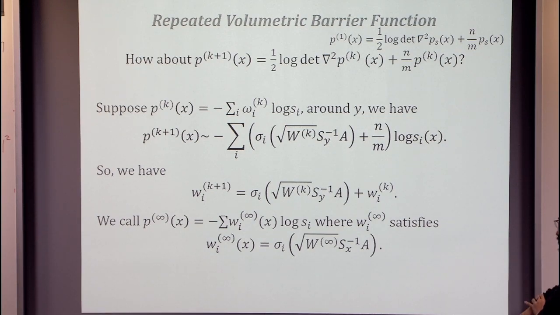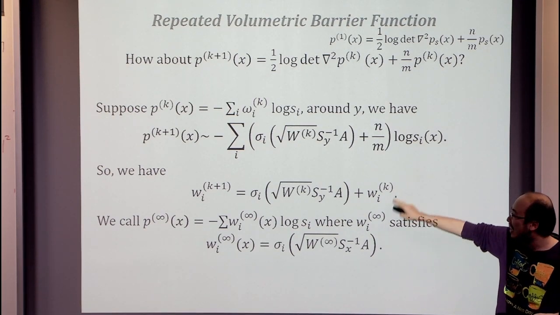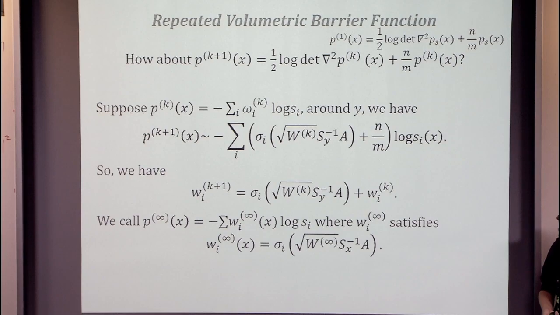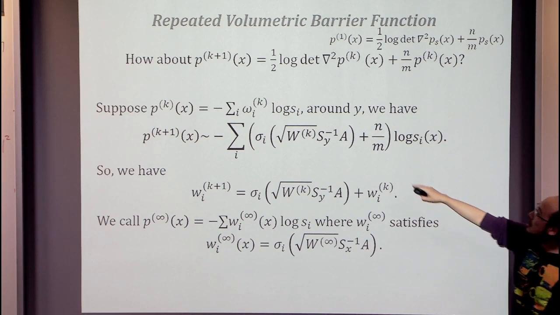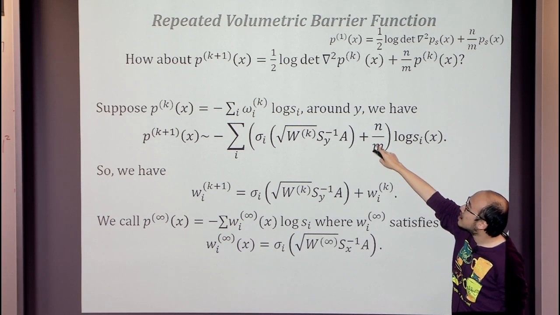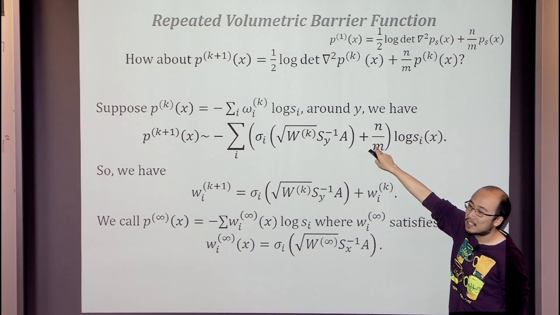I'm trying to figure out why you kept having the log of s_i times n over m. Yeah, at the end, after k steps, you should divide everything by k, then you get the sum of weights is n. Okay. Yeah, that's why in the final equation I omit that term. Oh, this is a typo. This is the previous weight.